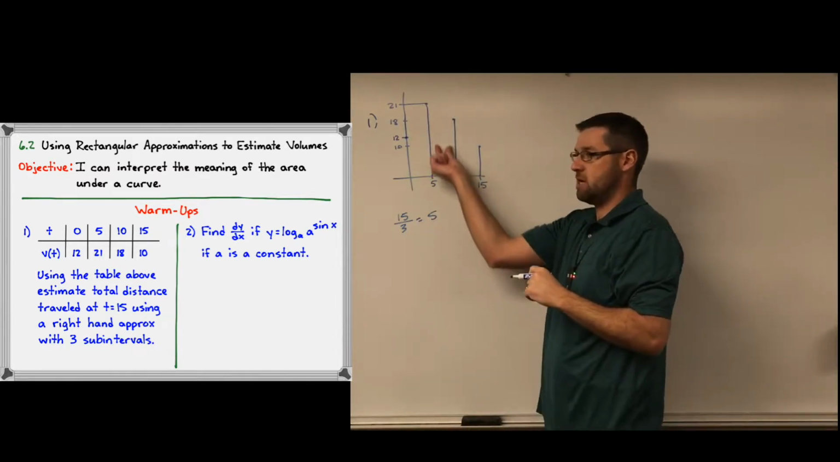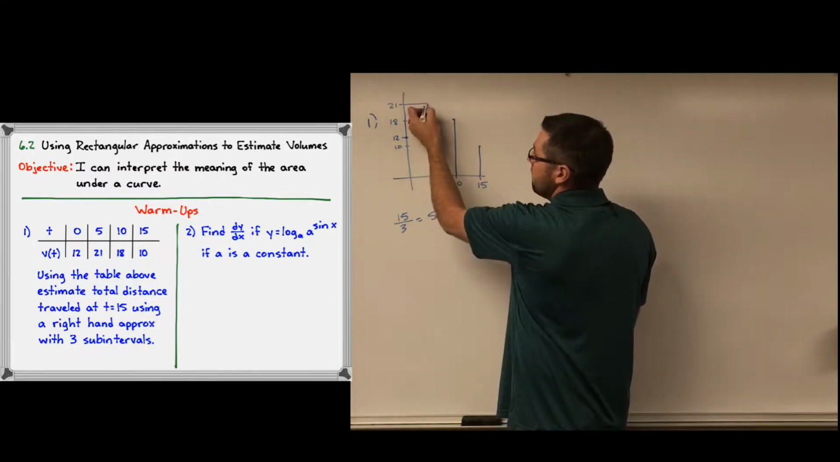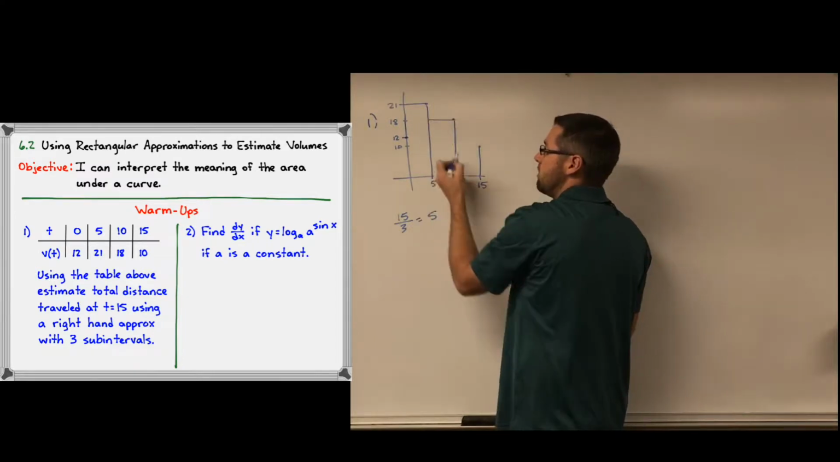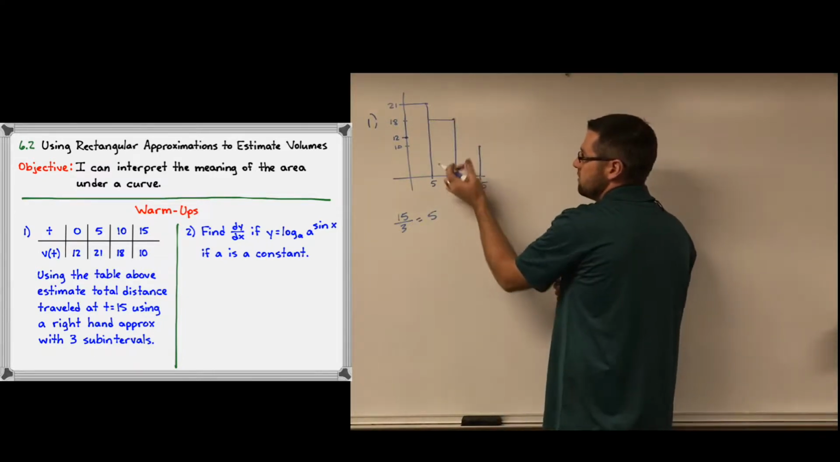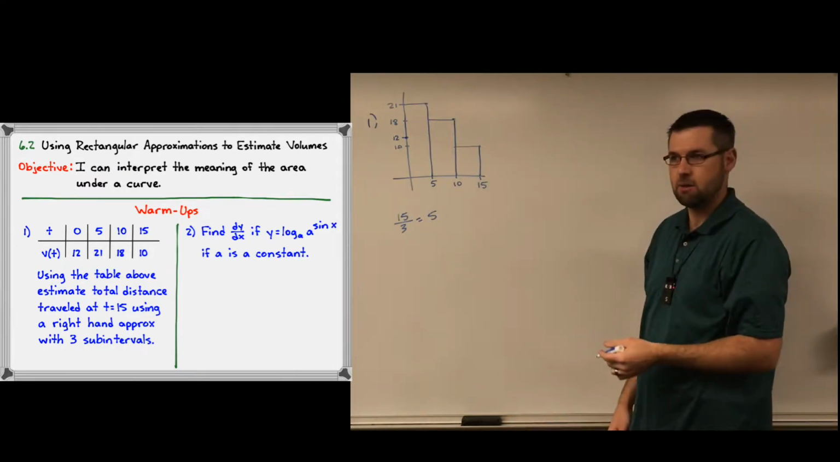Now we go on to this rectangle. All right, am I going to use the point to the left or the point to the right? To the right, because we're doing right hand approximations. And what about this one? To the right again, right? Everything's to the right because you're doing a right-hand approximation.